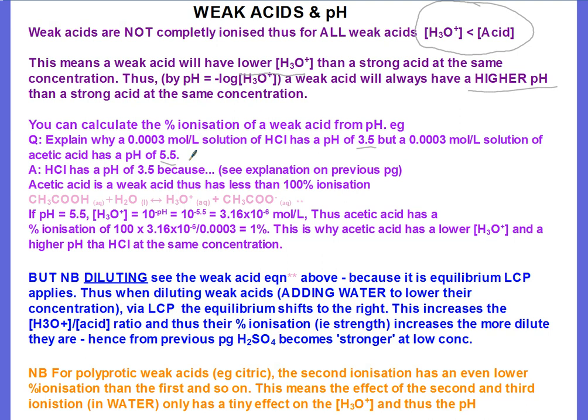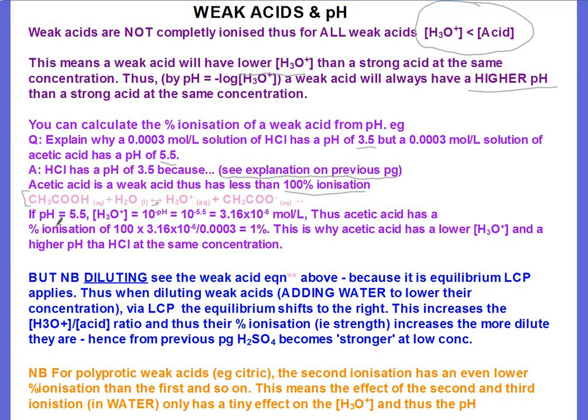Well, first of all, how you'd answer this question? First of all, you'd say HCl has a pH of 3.5 because, and we've explained that in the previous page. You actually go through and explain why HCl has a pH of 3.5. But for the acetic acid, first of all, you've got to say it's a weak acid, and therefore it's got less than 100% ionization. I would then write the equation down, showing its equilibrium, showing that it is not completion.